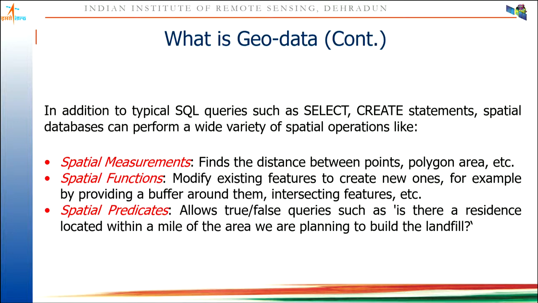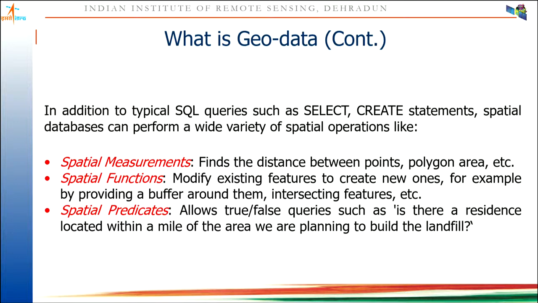Second is the spatial functions. A spatial function could modify an existing feature to create a new one, for example by providing a buffer around it, or intersecting the features. Suppose you have a line and you are interested in creating a buffer or proximity of 100 meters around your road. Can I create a new feature by applying this buffer, this proximity, on this particular line feature? This can be considered a spatial function.